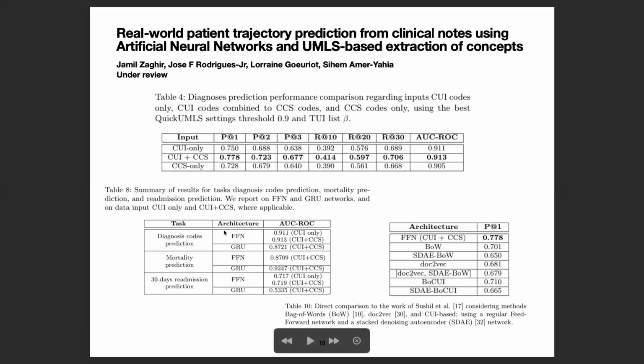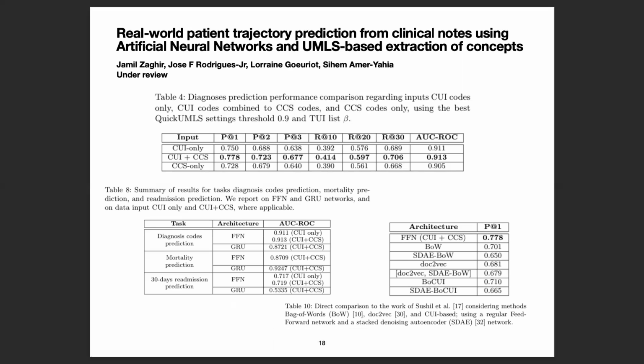And the second one is gated recurrent units. It's a kind of recurrent neural network, and it takes into account the whole sequence of visits. And the results here show that taking into account the entire set of visits can be very good to predict, for instance, the mortality, but can be pretty bad to predict the 30 days readmission, which is much better predicted with only the last visit. So depending on the use case and what we want to predict, the entire history of the patient can or cannot be useful. And the final table is a comparison with a few state-of-the-art results.